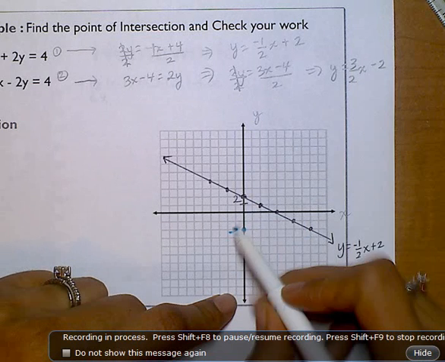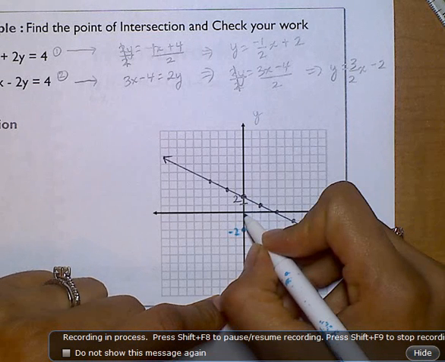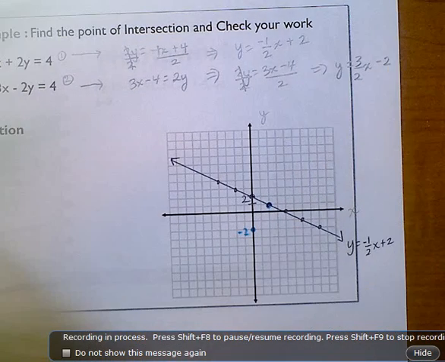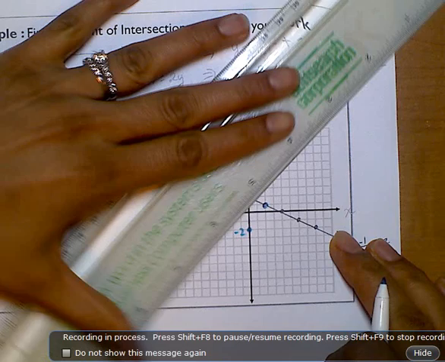Okay, great. So my point of intersection is right there. That's my solution. So point of intersection is always x comma y. In this case, it's 2 comma 1.